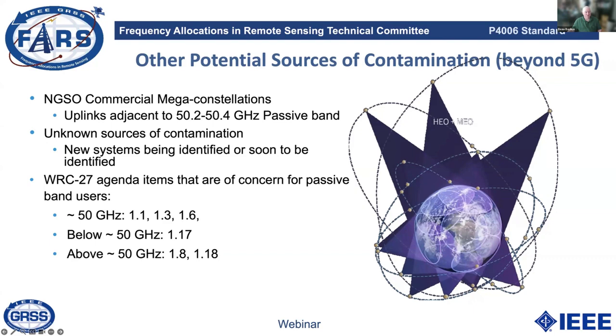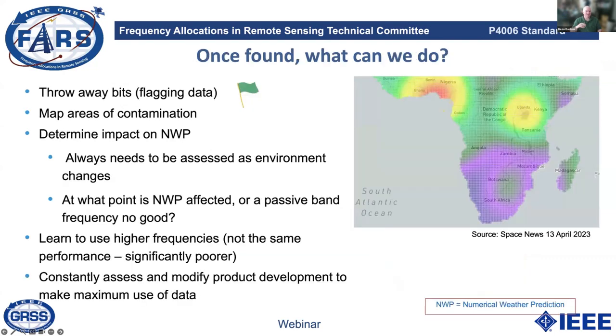So there's a lot of use, there's a lot of need for spectrum, and protecting our passive band from interference is one of the challenges that we're facing, and the reason why we're looking towards the idea of how do we build a standard, what should the standard look like, and have it implemented so that in the future these passive band sensors are more robust.